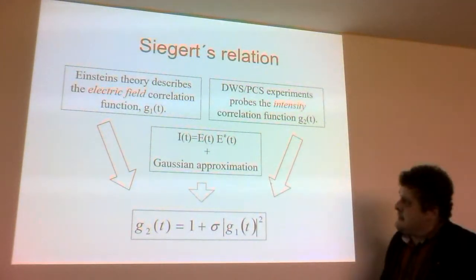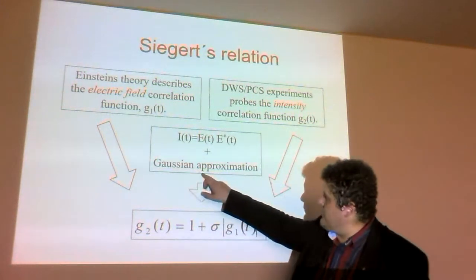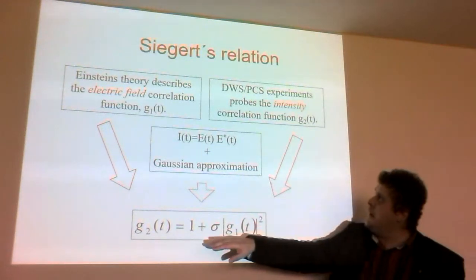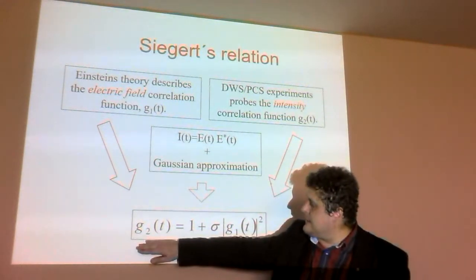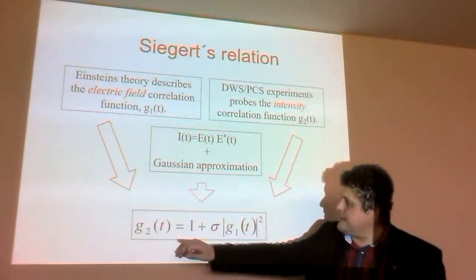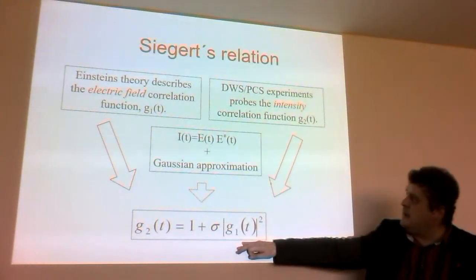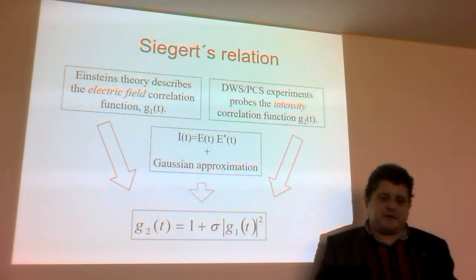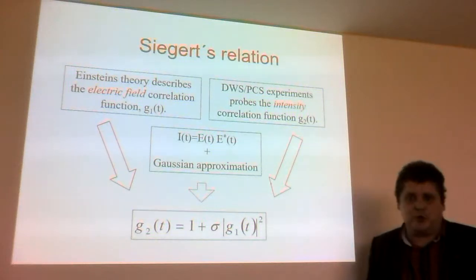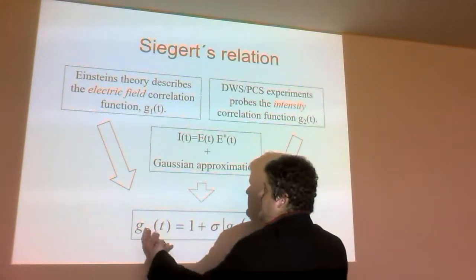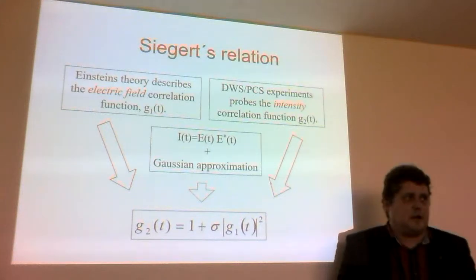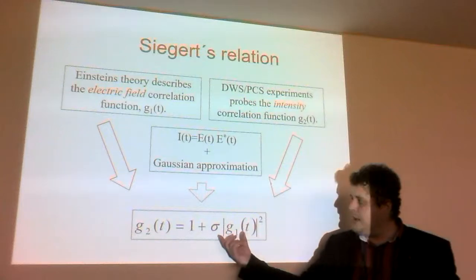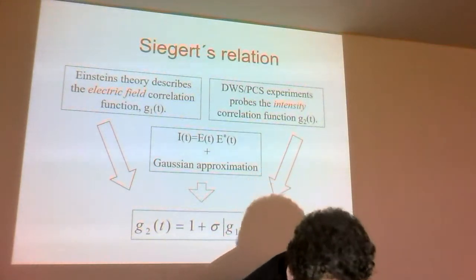Right. And only because of the so-called Gaussian approximation, also known as the Siegert relation, are we able to link the results of measurements of the intensity correlation function with the field correlation function. With this relation, we're able to link the result of measurements with the theoretical model or approximation that we use, again, to extract information about the motion and size.